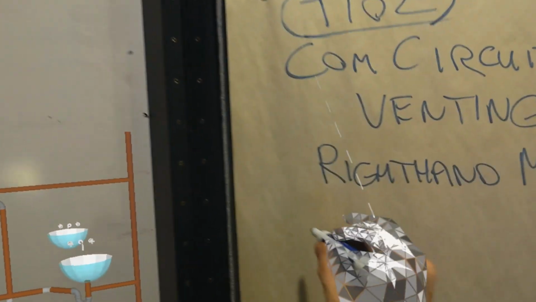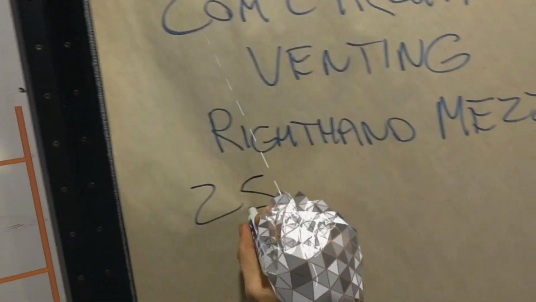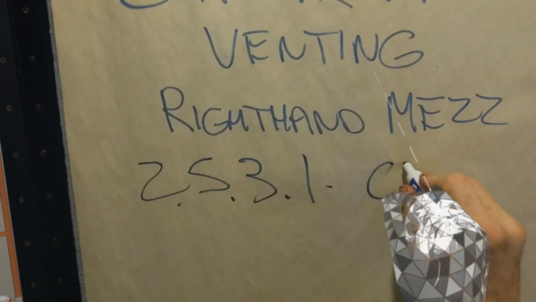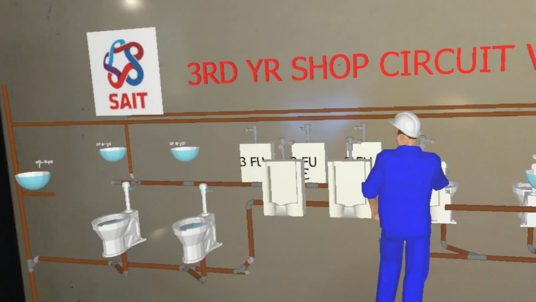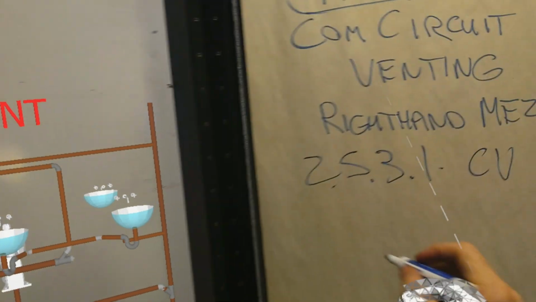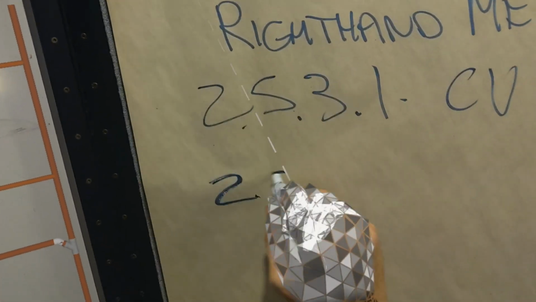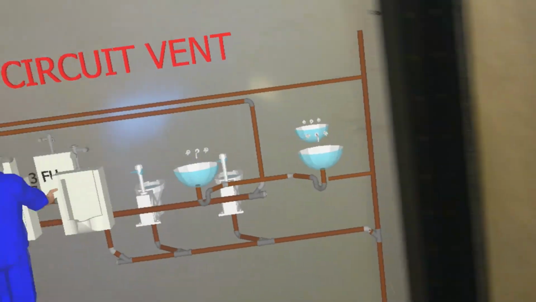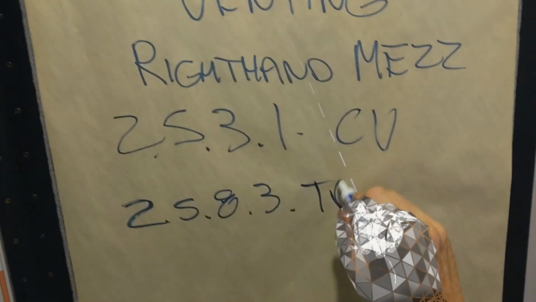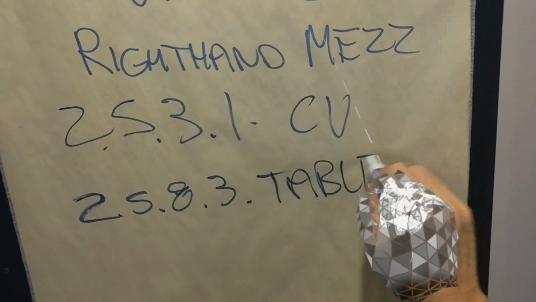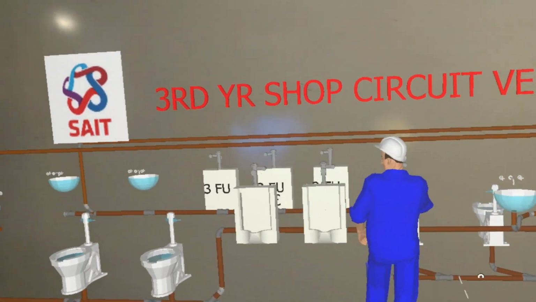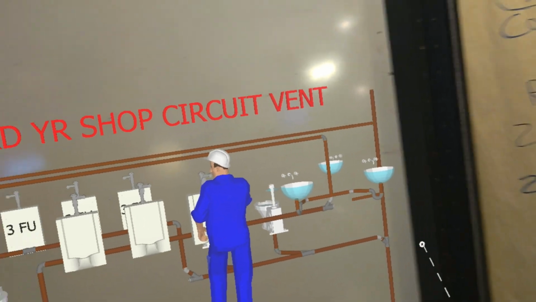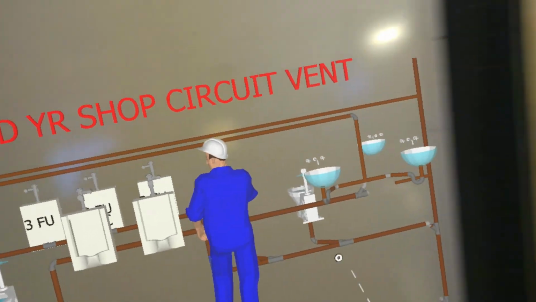And you want to look at clauses 2531 in your code book, and that's all on circuit venting. And of course, what would be the table on circuit venting? This table would be 2583, right? And that's the circuit vent table. So you should have those two sections open in your 2015 Canadian National Plumbing Code. So let's start at the beginning of the circuit vent and see how we did this.